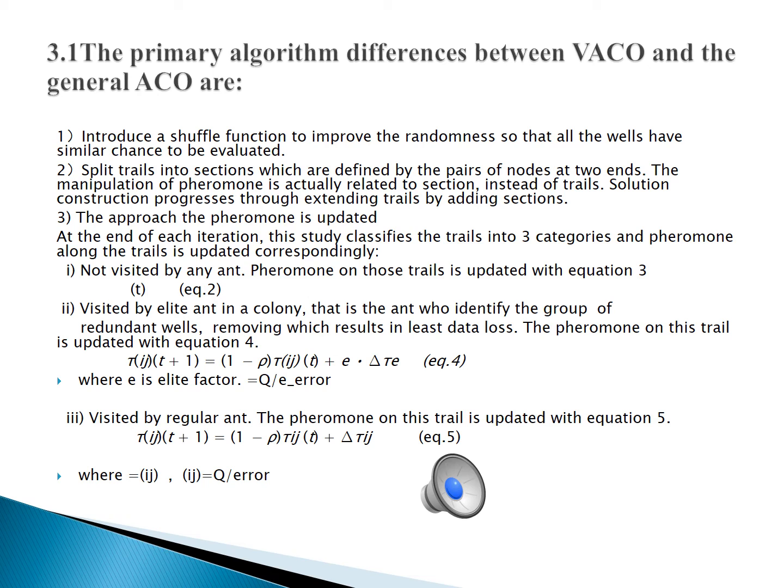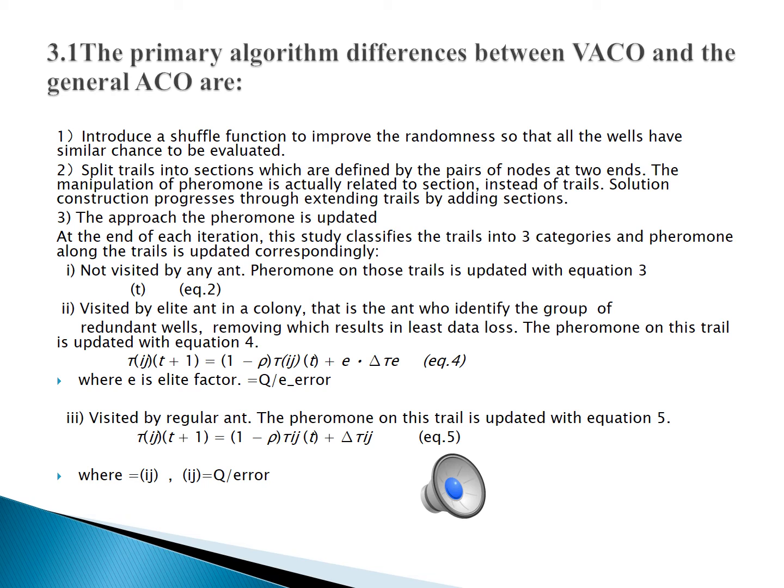3. The approach the pheromone is updated by is, at the end of each iteration, the study classifies the trails into 3 categories, and pheromone along the trails is updated correspondingly. The 3 categories include: 1. Not visited by any ant. Pheromone on those trails is updated with equation 3 noted below.